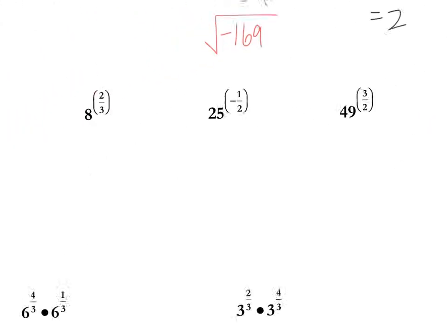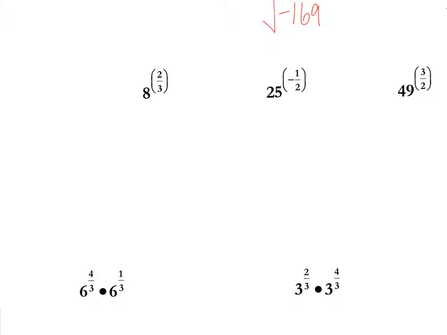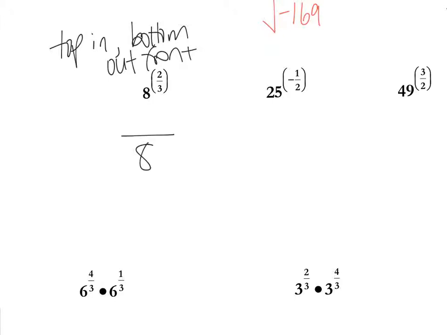Okay, let's do a couple more. 8 to the 2/3. So here's where it gets crazy. And what you have to think about here is top in, bottom out. I like to think about top in, bottom out. And so what that means is the top number goes inside of the square root or cube root or whatever root it is, and the bottom number goes out front. So I'm going to put my 8 inside a radical, and then I have to figure out what number goes where. So the top, this 2, goes on the inside. So I'm going to put that here. The bottom number, the 3, goes on the outside.